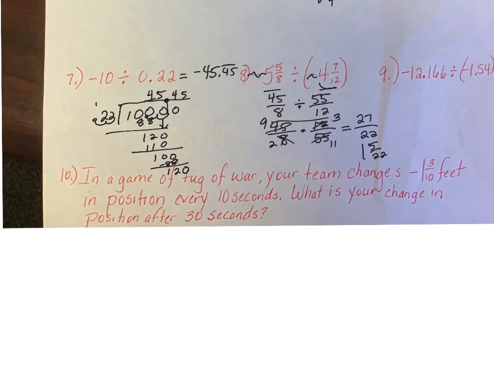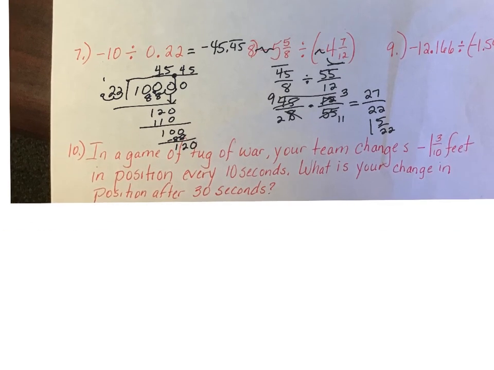Number 10, it says, in a game of tug of war, your team changes negative 1 3/10 feet in position every 10 seconds. What is your change in position after 30 seconds? That's what we're trying to find. Your change for 10 seconds is negative 1 3/10 feet. I want to ask you, how many 10 seconds are in 30 seconds? Well, if you take 30 seconds divided by 10 seconds, there are 3 of those. So we're just going to multiply this by 3.